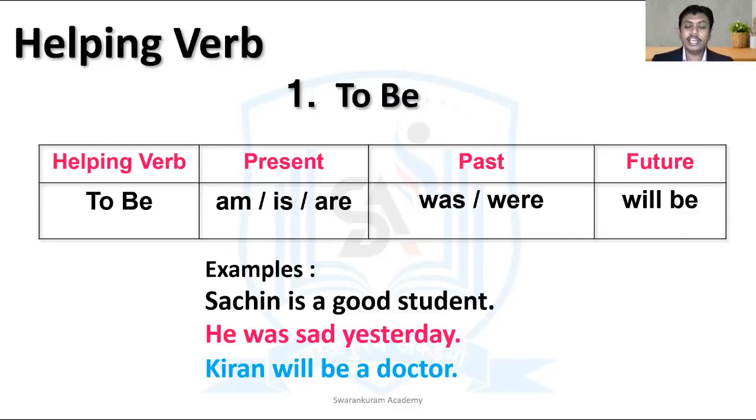And in future, Kiran will be a doctor. If there is a boy whose name is Kiran and he wants to become a doctor in his life, he will be a doctor one day. We simply say this. So am, is, are, was, were, and will be. These are the most useful structures that we use most of the time.